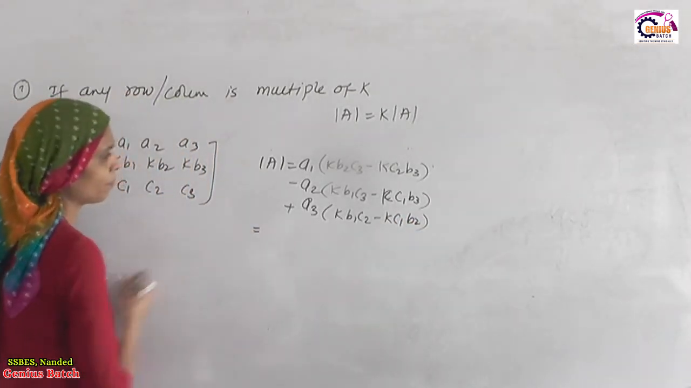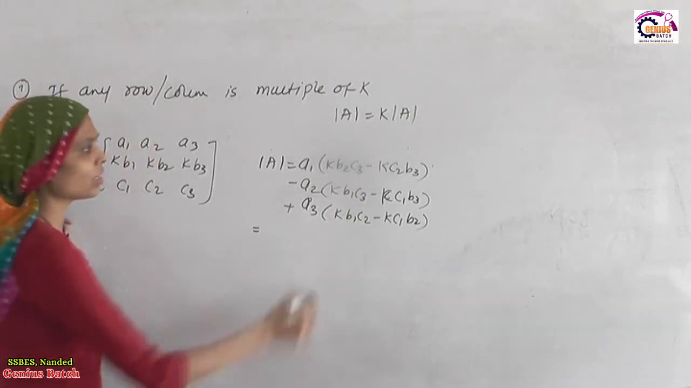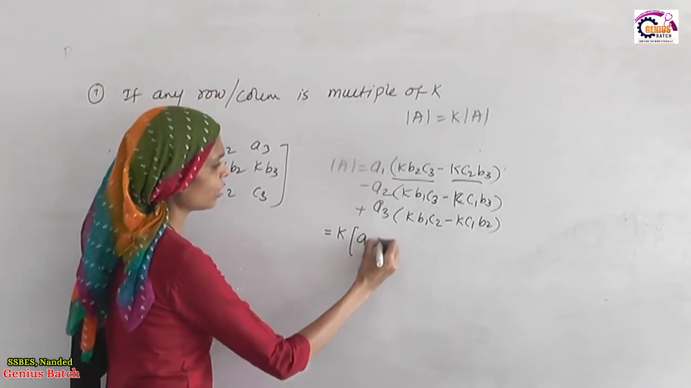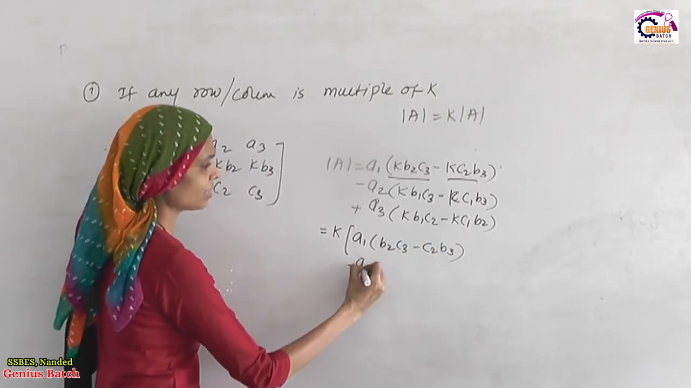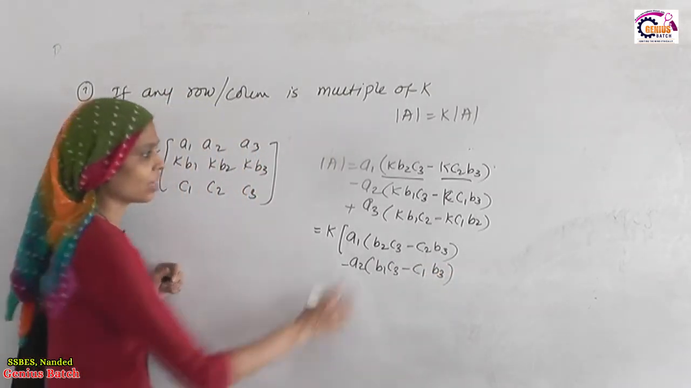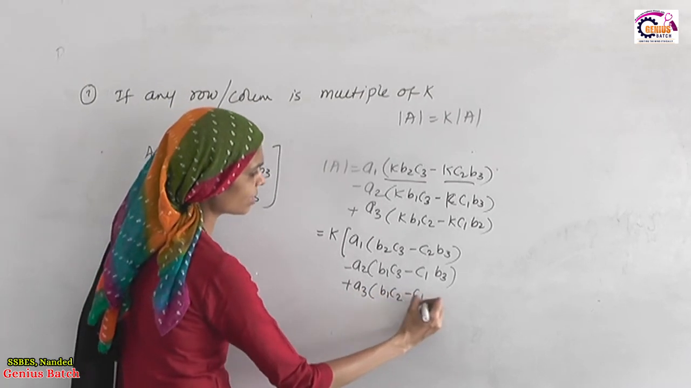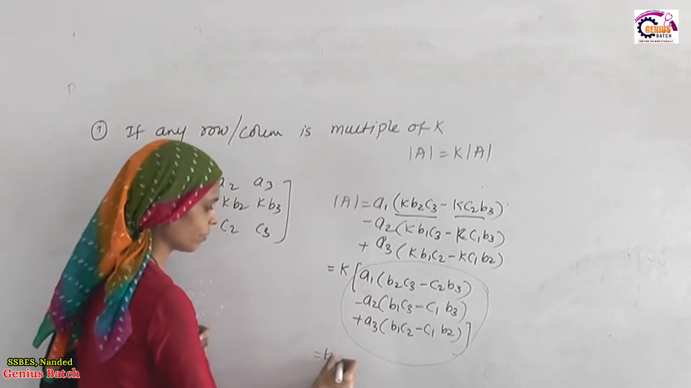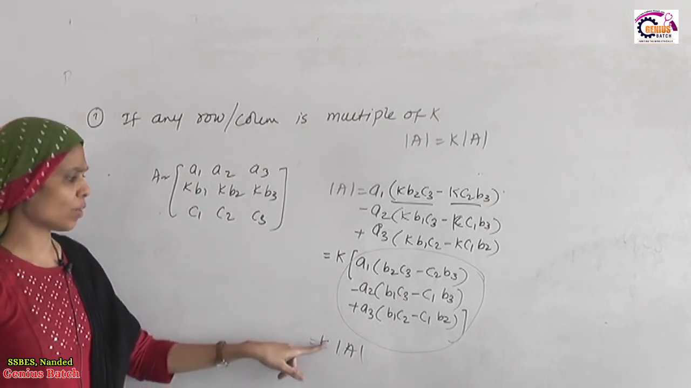Now each and every term is having K, प्रत्येक term मध्ये K आहे, so I can take K common and I will get A1 into B2 C3 minus C2 B3 minus A2 into B1 C3 minus C1 B3 प्लस इथे ही k कॉमन घेऊया, A3 इंटू B1 C2 minus C1 B2. Now you can observe that this is value of determinant of A. हा determinant of A आहे, so हा k you can take it outside the determinant.